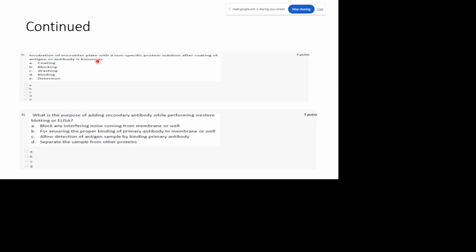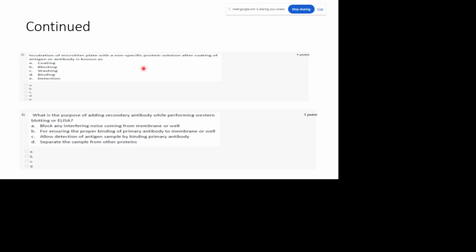Incubation of the microtiter plate with a non-specific protein solution after coating of antigen or antibody is known as. So basically for ELISA also you coat your wells with antigen or antibody, and then you incubate the antigen or antibody coated well with a non-specific protein solution, for example BSA, right? BSA has the ability to block the empty space of the wells, because after coating the wells with antigen there will be some empty spaces, right?